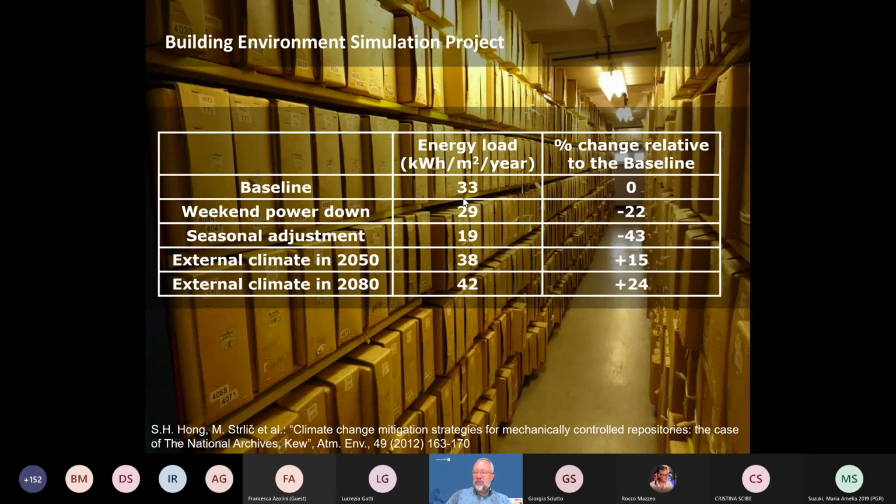Using the building model that was developed in EnergyPlus, which is a fairly complex building modeling tool, if we modeled the energy load when during weekends the climate was not controlled, we could save about 20% of energy.